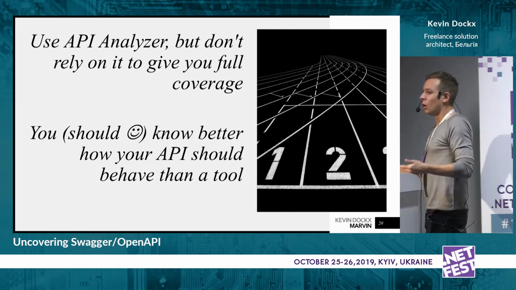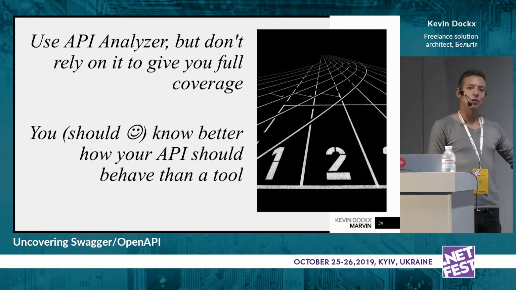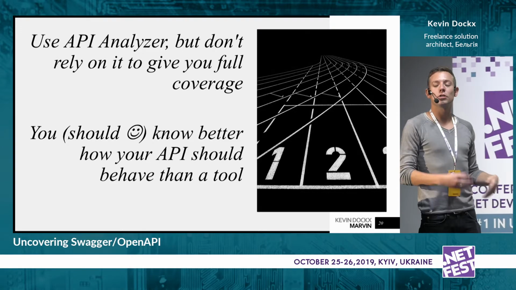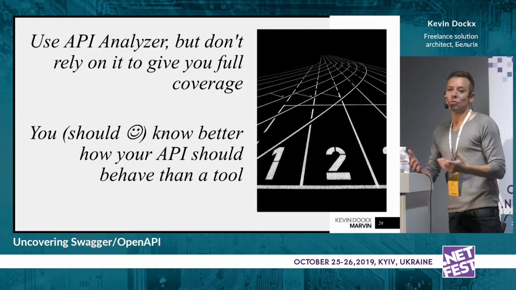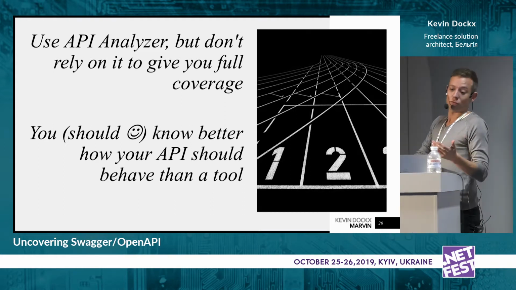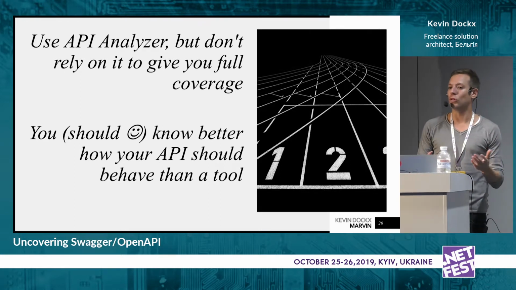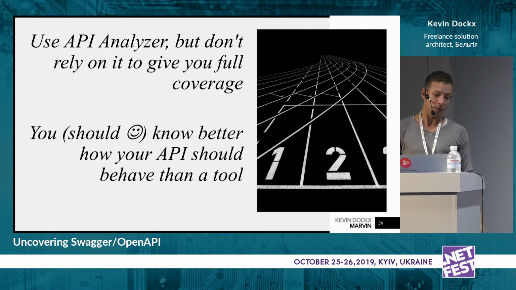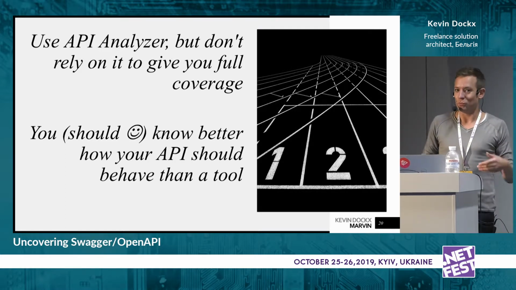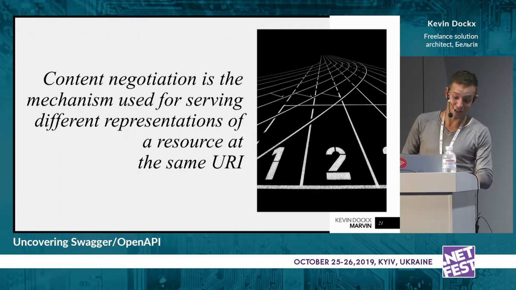But your application can globally return a 406, a 500, a 401, a 403. It does not see that. So you can use it, definitely use it for a bit of help, but it doesn't really give you full coverage. You know your API better than API Analyzer does. So, well, use your own knowledge to improve on API Analyzer's knowledge.